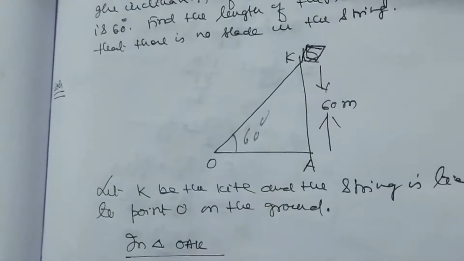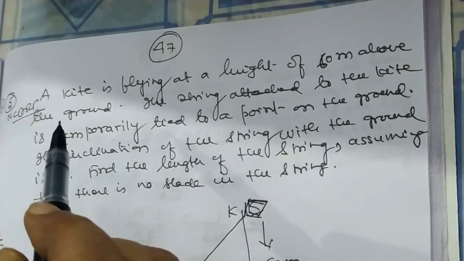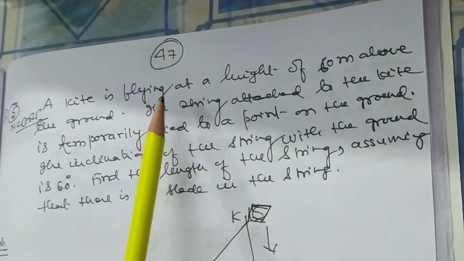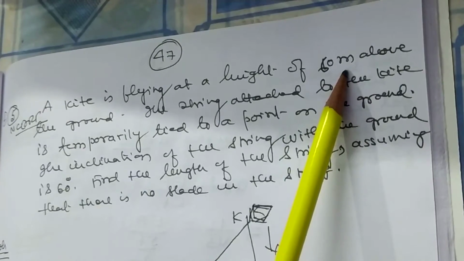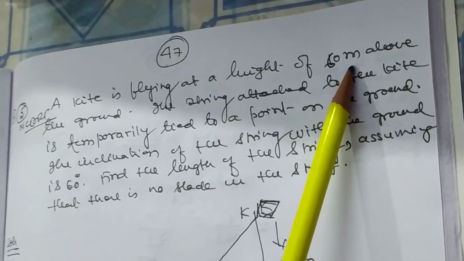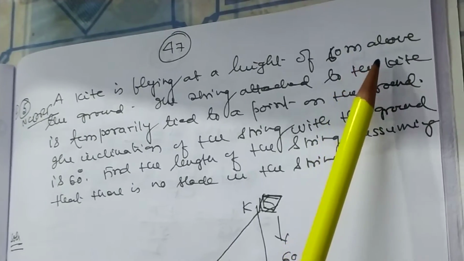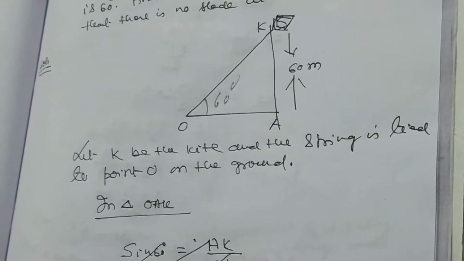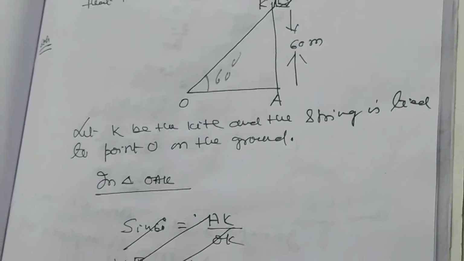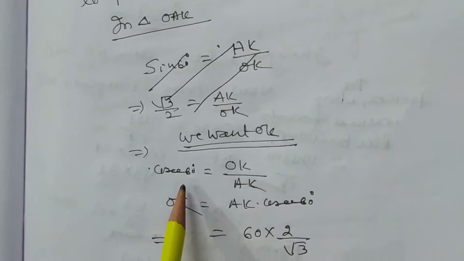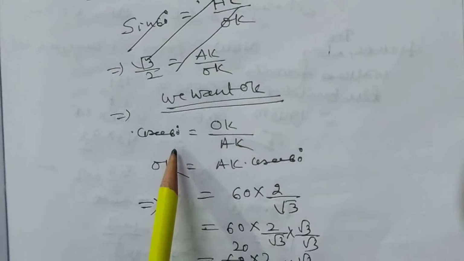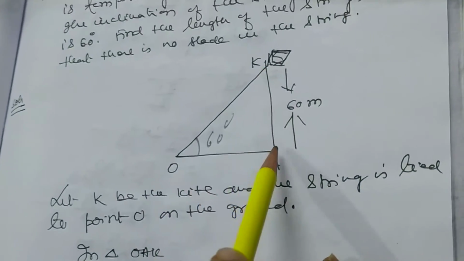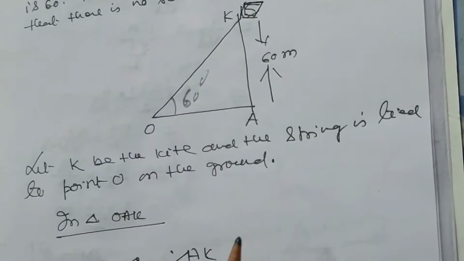Here a kite is flying at a height of 60 meter, so instead of 10, here it is 60 meter above the ground. Now come to the point. We want to find OK. And what is given? AK. OK by AK, with respect to this angle 60 degree.